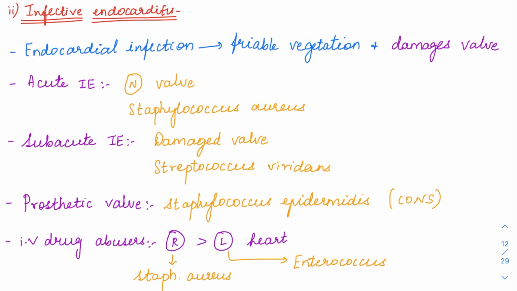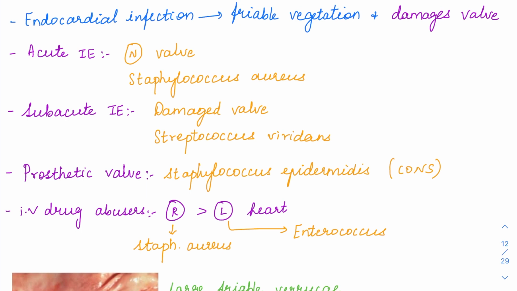As the name suggests, endocarditis is going to result from some infection, and this infection is going to result in the formation of vegetations which are quite friable. Since these are friable, they'll be detached and can embolize to various parts of the body and deposit there, and there also they can cause abscesses. This will damage the valve quite badly. We have various forms of infective endocarditis, which are acute and subacute infective endocarditis.